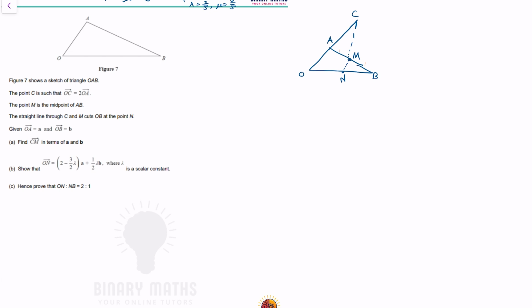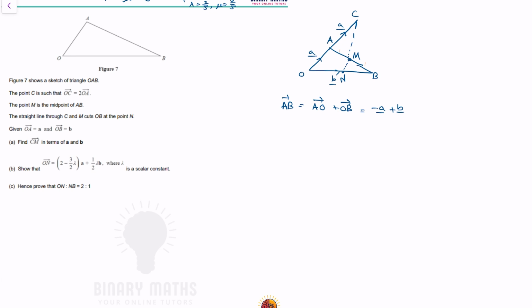Given that O to A is equal to A, and O to B is equal to B. So if O to A is A, then A to C will also be A because it's 2 lots. The whole thing is 2 lots of O to A. Find C to M in terms of A and B. So first thing we should do is work out A to B. So A to B is equal to A to O plus O to B, which is equal to minus A plus B.